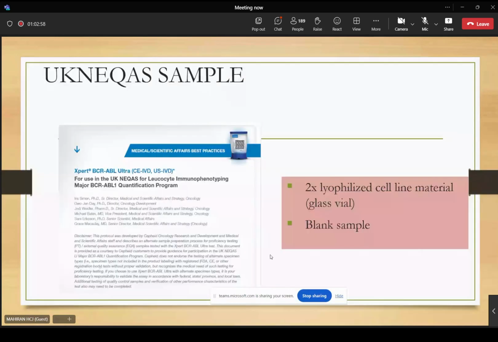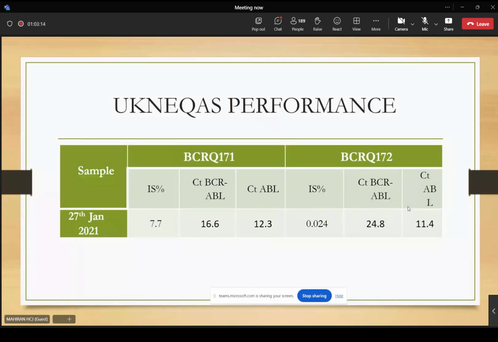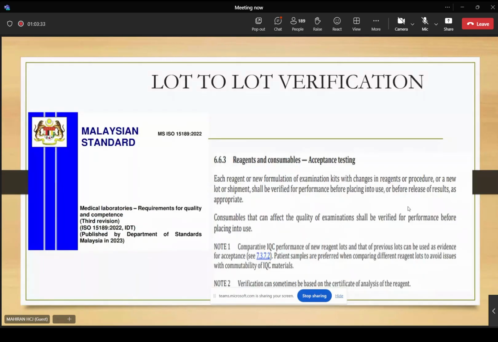Okay, next is with Eukenica sample. Eukenica sample, dalam Eukenica sample ada dua sampel, lyophilized cell line material in glass vial, and with blank sample. So ini Eukenicas performance yang selepas kita dah buat ni lah, selepas kami buat verification. So ini masa buat verification lah. So all satisfactory, IS value pun satisfactory. So next, saya sentuh sedikit mengenai lot to lot verification.